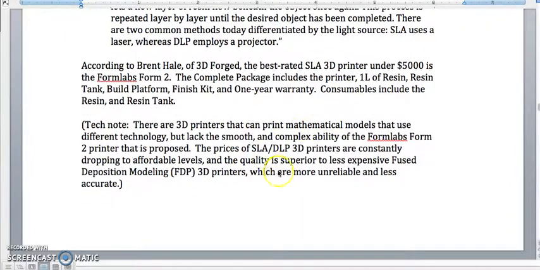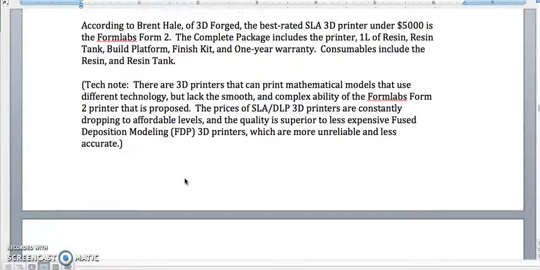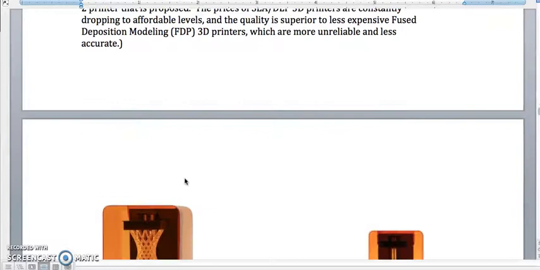The thing I wrote here basically is trying to describe how the SLA DLP printers are better than the other type that I talked about earlier about the filament and the heating nozzle and building one layer on top of the other. That's the FDP kind of printer, and they're actually less reliable and less accurate, which is what we don't want for the math art that I'm trying to do.